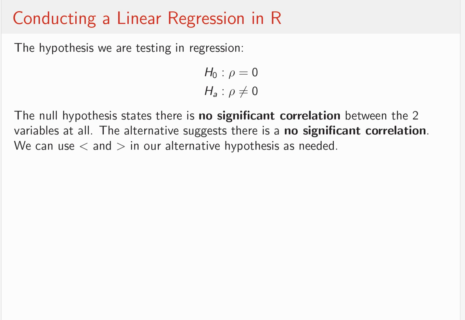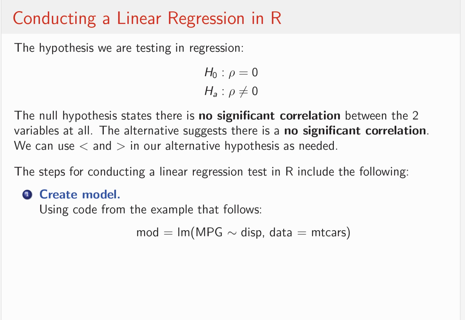So part of the output that we'll get is R. Okay, so what are we going to do? We're going to create the model. So we're using MOD as a variable name. We're using the function linear model, LM. Now, we're using MPG versus displacement, DISP.